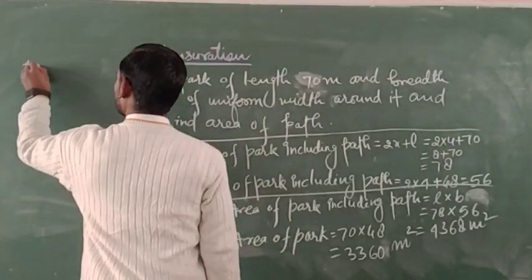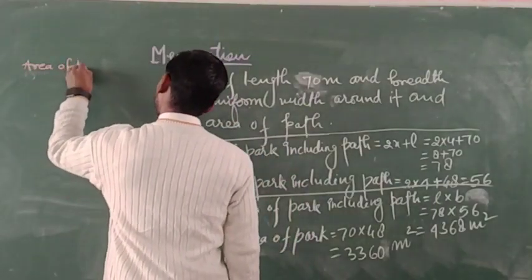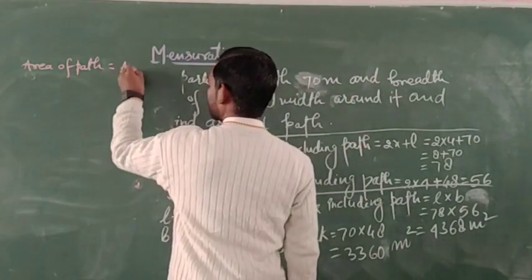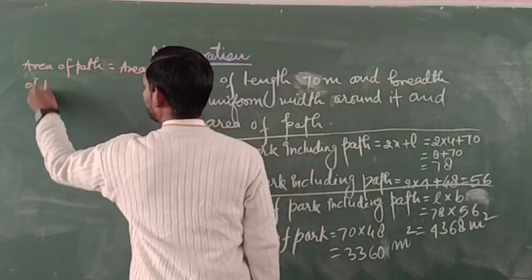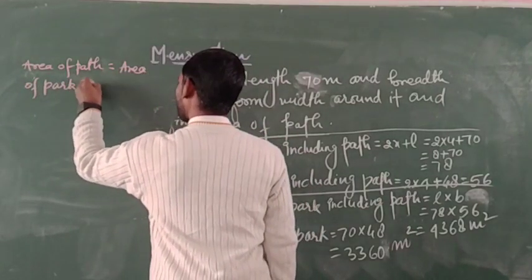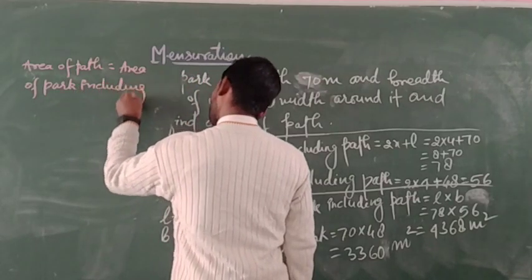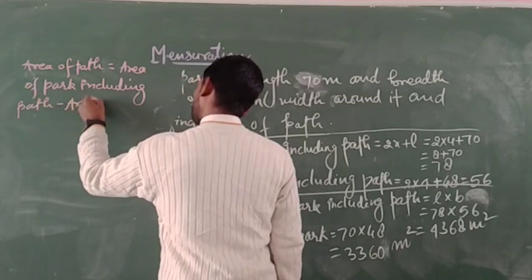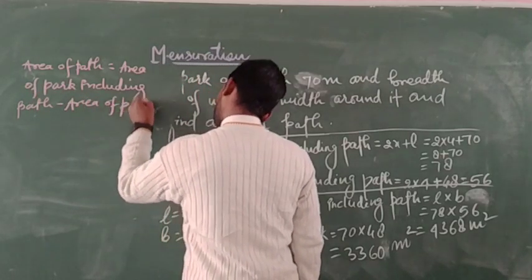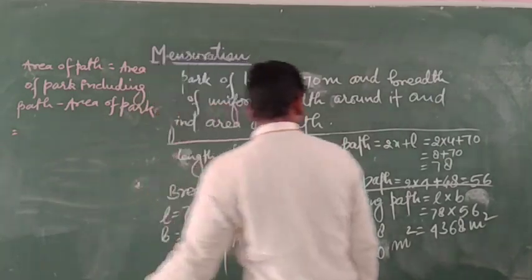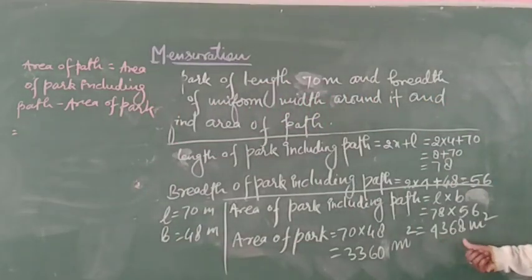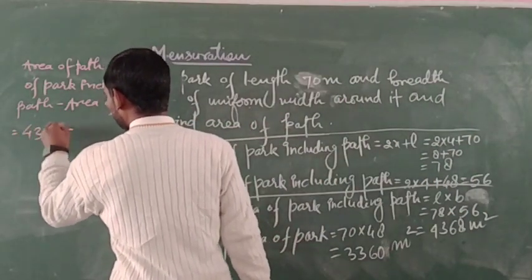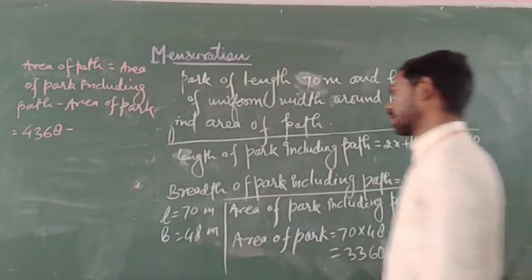Now, area of path is equal to area including path minus area of park. So we get the area including path is 4368. So we write here 4368 minus 3360.